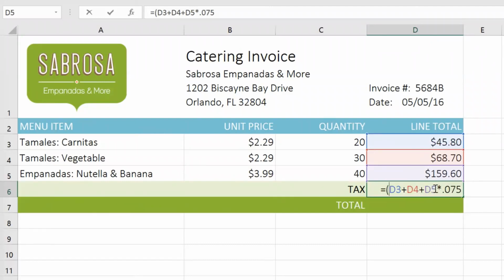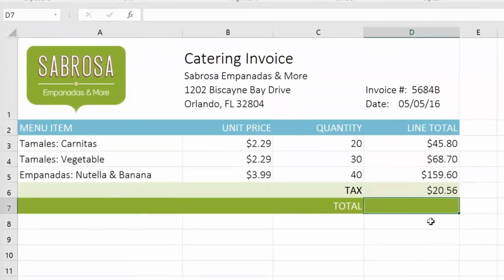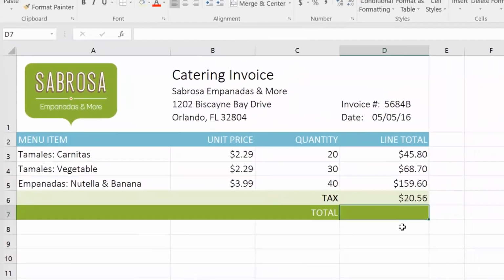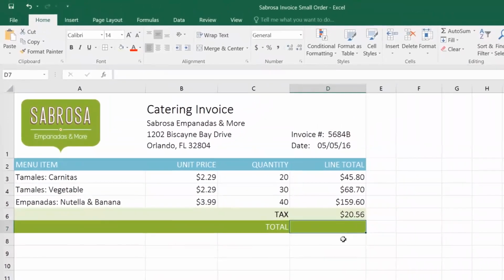Parentheses are often the best way of controlling which parts of the formula are calculated first. And when this formula is calculated, we can see that the answer is $20.56. Writing complex formulas really isn't that difficult once you know how they work. Just remember to use the order of operations and you'll get the correct answer every time.